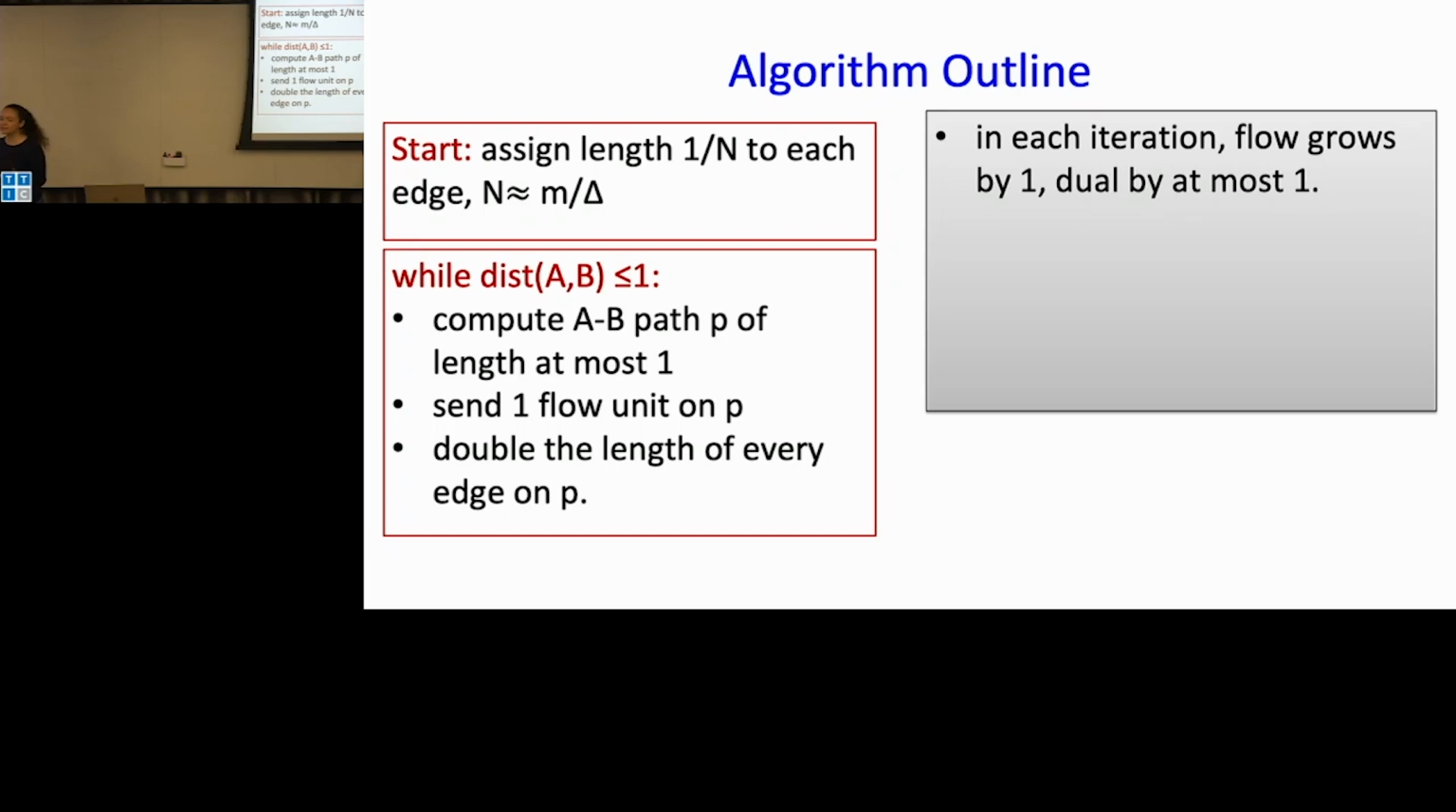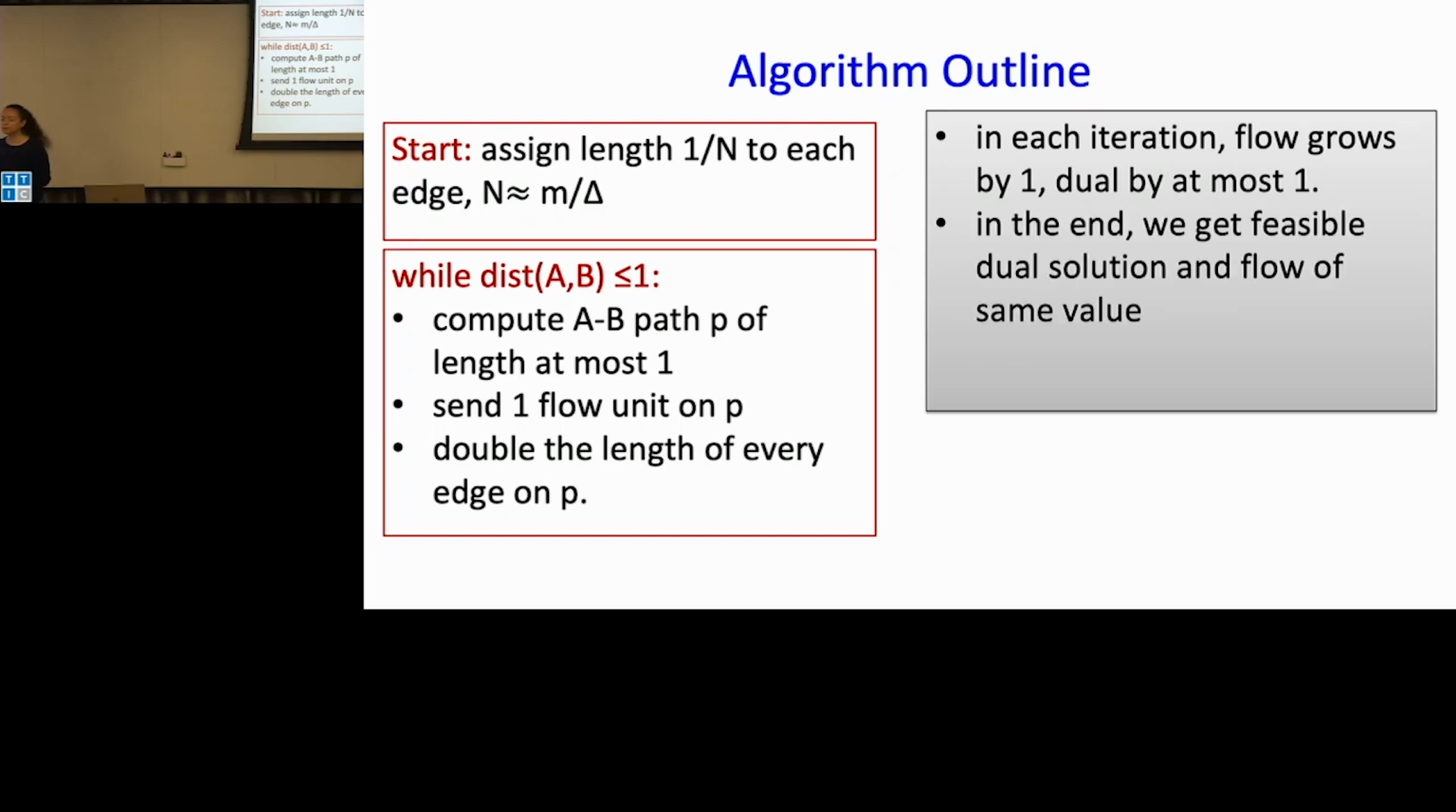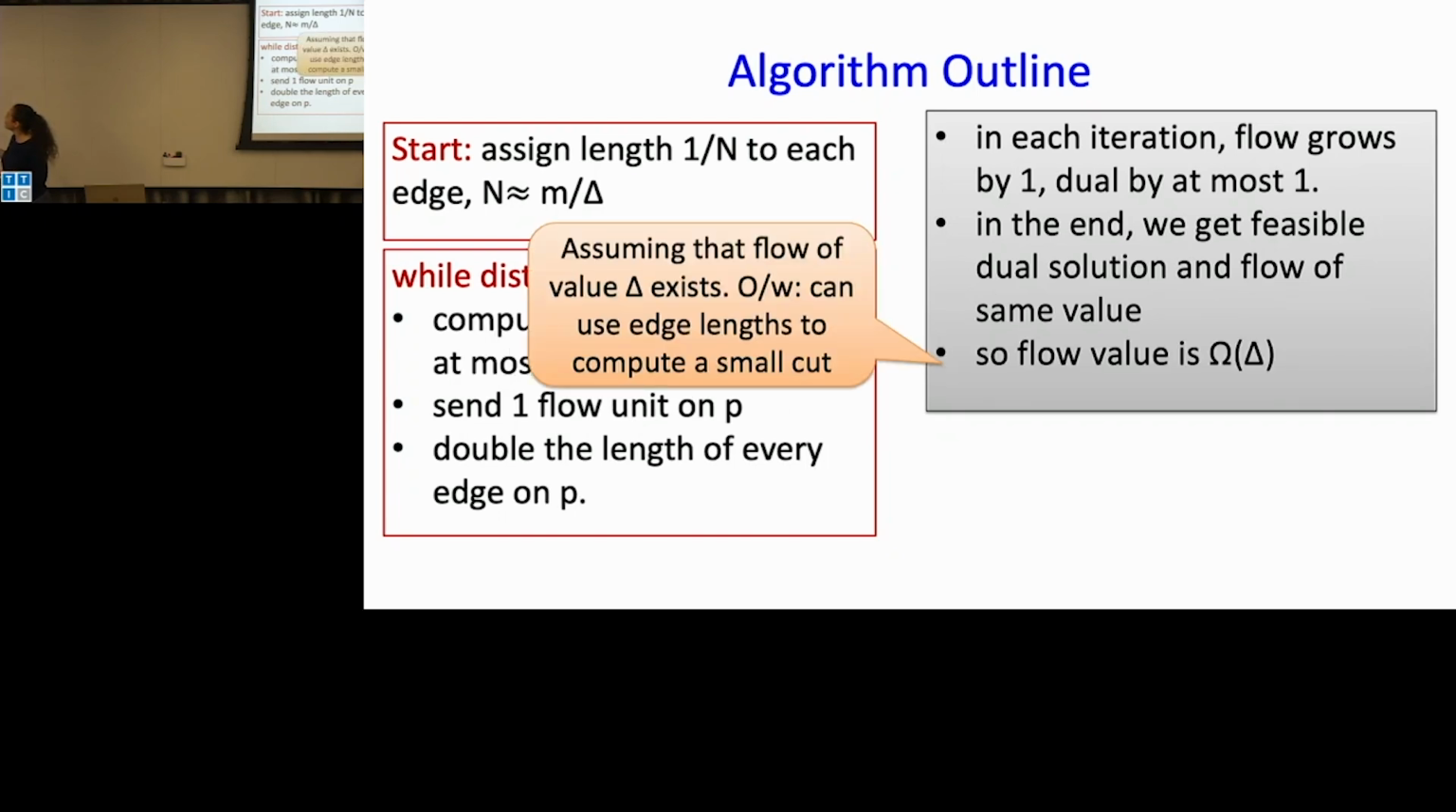In the end, I get a feasible dual solution because when I stop, there are no short paths connecting A to B. And the flow that I get, its value is at least as large as the value of this dual solution, so I get close to optimal flow, which is perfect. In our case, it's Omega of delta, because we know that there is flow of value delta. But if there is no such flow, you can actually use these l(e) values to compute a small cut as needed.